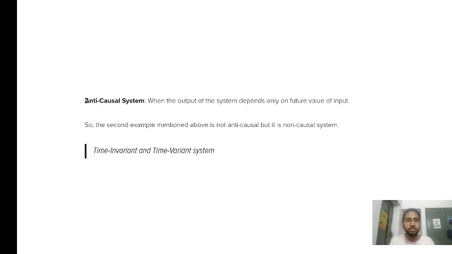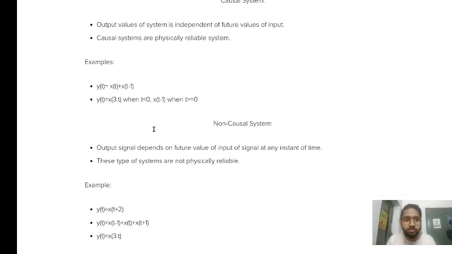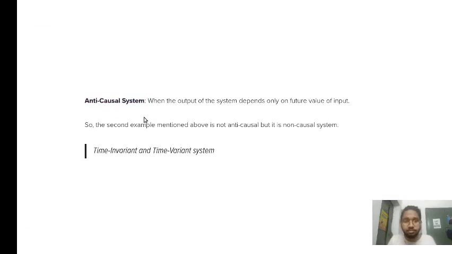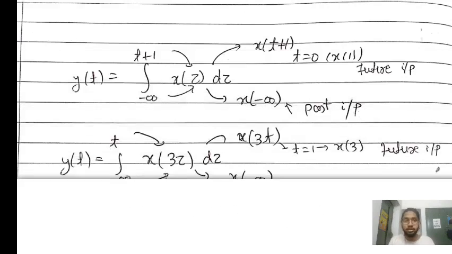So our next topic is not the main topic, but we can see its definition: the anti-causal system. What was a non-causal system? The output signal depends on future values of input. It's not that strict that it only has to depend on future values of input. It can also depend on present or past values of input. But in an anti-causal system, the output depends only on future values of input; it doesn't depend on present or past values of input, right? So the second example mentioned above is not anti-causal, but it is non-causal.